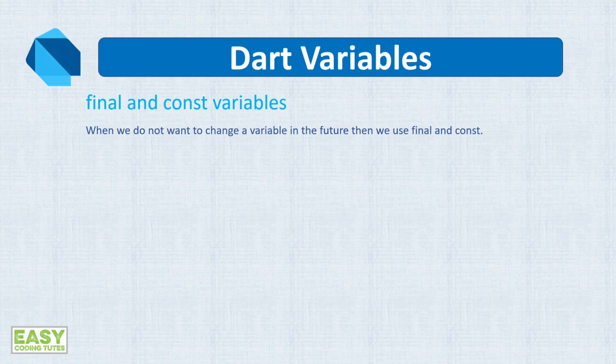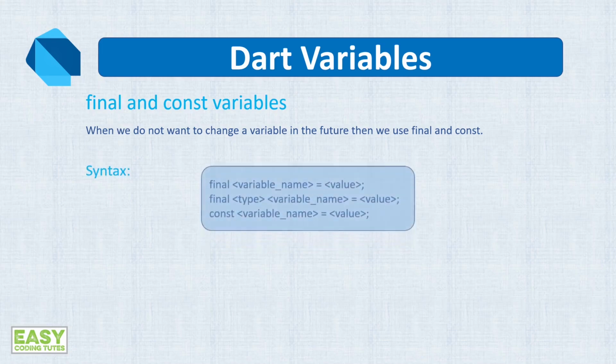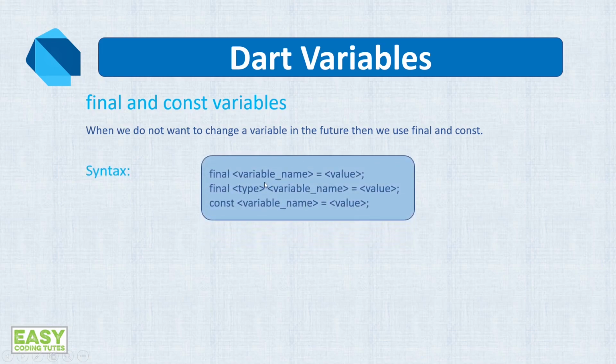It can be used in place of var or in addition to a type. A final variable can be set only one time, where the variable is a compile time constant. The syntax and example of creating a final variable is as follows. So let's have a syntax. Here we have final variable name is equal to value. So final keyword, then variable name, and we are assigning a value.